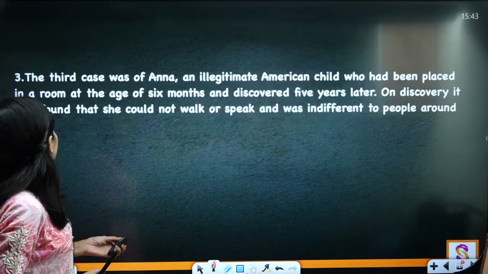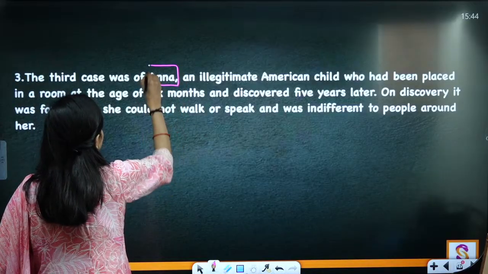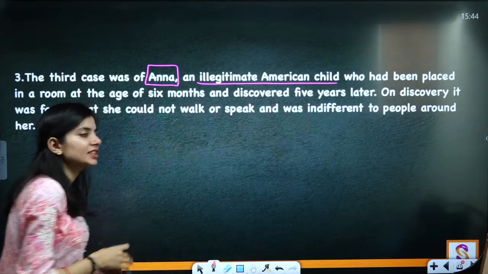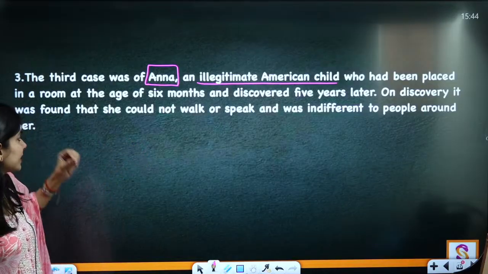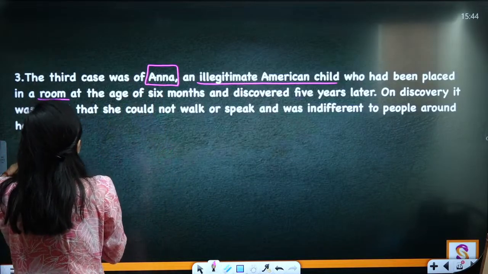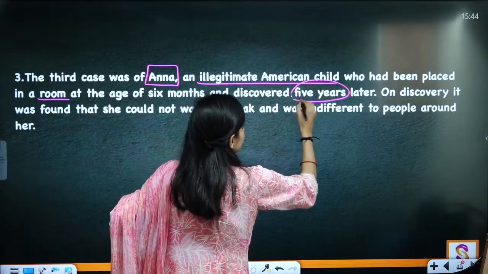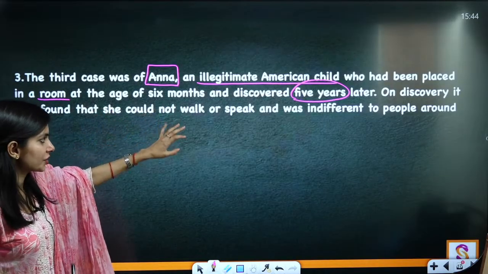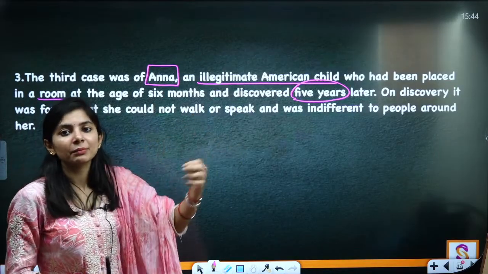Now, the next part is the third case, which was the case of Anna. Anna was an illegitimate American child, and because of that she was neglected. Neglected to such an extent that she was placed in a room at the age of 6 months, and she was discovered 5 years later. On the discovery, we found that the girl could not walk, could not speak, and was very much shy. She felt fear of human beings.